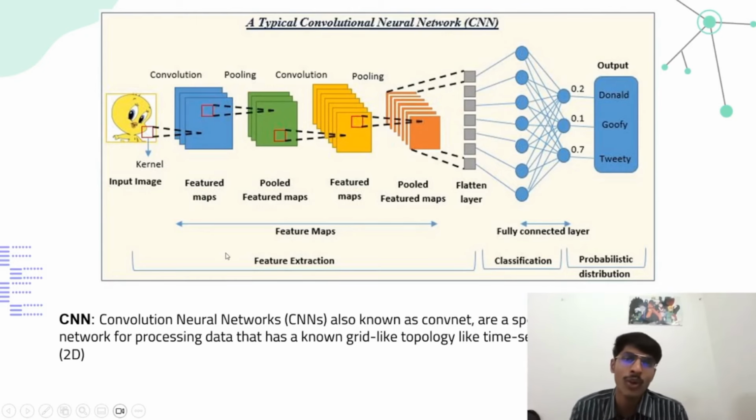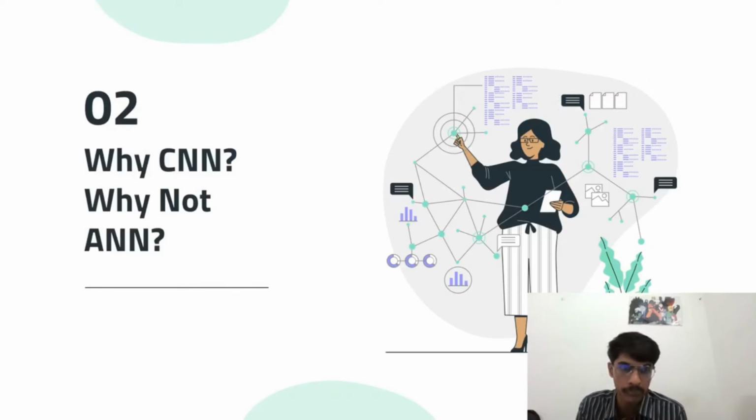So first of all, what exactly is a CNN? As the definition states below, CNNs are also known as ConvNets. They are a special kind of neural network for processing data that has a known grid-like topology, like time series data or images, which are 2D. So any data that has a grid-like topology, you can use a CNN for it. In 1D, the example is time series data, and for 2D, those are typically images.